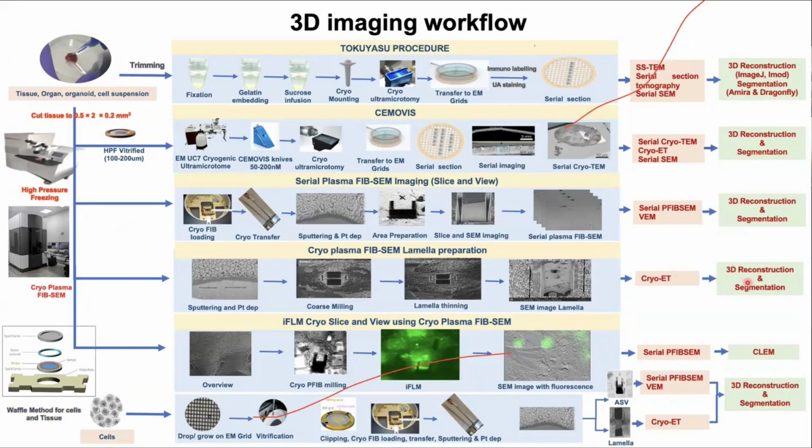Similarly, you can do iFLM cryo slice and view using cryoplasma FIB and ACMs and can generate the lamella. You could guide the lamella preparations, and finally you can generate a very good, nice 3D tomogram for your samples, which can be used for cryo in situ structural elucidation of the sample.